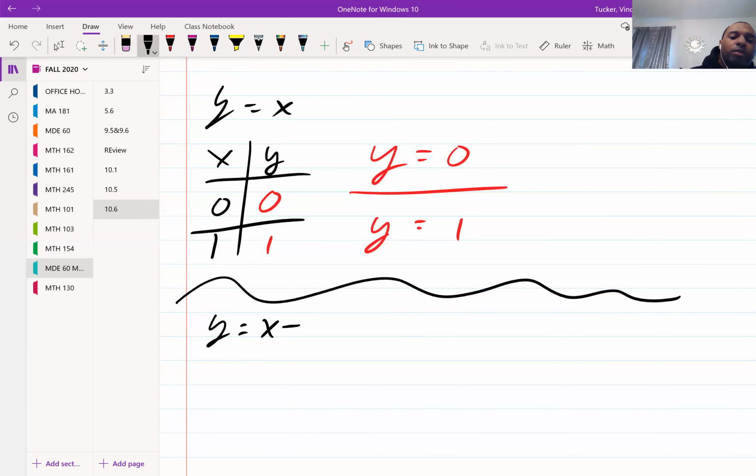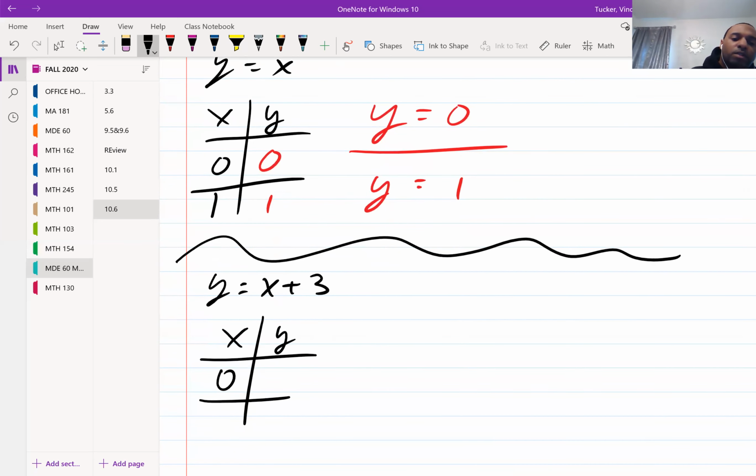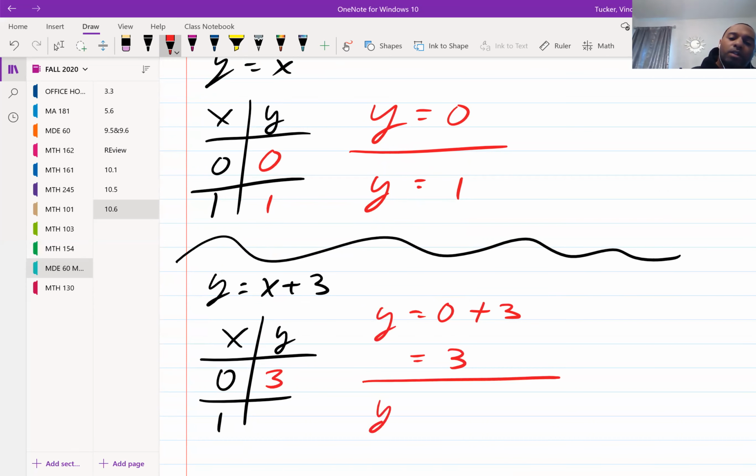Next, with y equal to x plus 3, I'll use the same 2 points. Plug in 0 for x. When x is 0, y is equal to 3. Plug in 1 for x. When x is 1, y is 4. So before I graph those lines, any questions on what I did? Make sure we're good. Okay, I got it. Take your time.